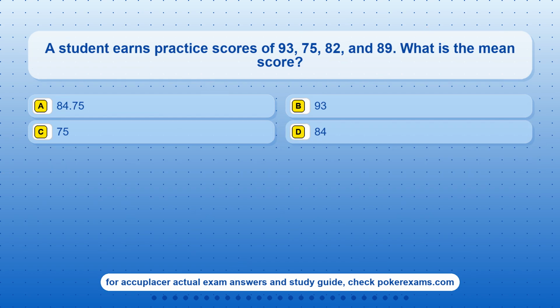Question 23. A student earns practice scores of 93, 75, 82, and 89. What is the mean score? Option A, 84.75. Option B, 93. Option C, 75. Option D, 84.